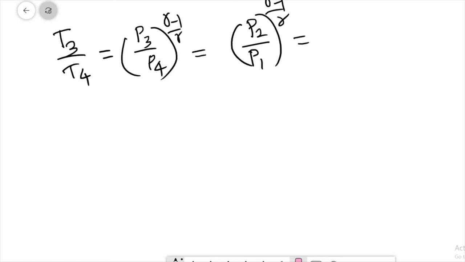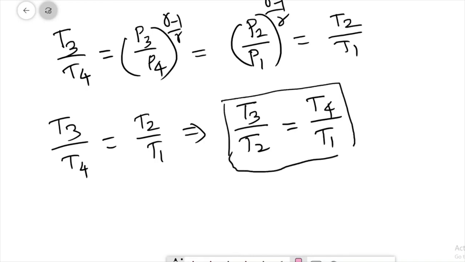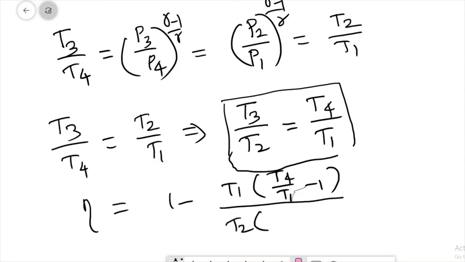And this is also equal to, as we have seen, T2 by T1. So from this we can write T3 by T4 equal to T2 by T1. This can be rearranged, and that is nothing but T3 by T2 equal to T4 by T1. So this relationship we can substitute in the efficiency formula, which says 1 minus T1 into (T4 by T1 minus 1) divided by T2 into (T3 by T2 minus 1). If you substitute this relationship, these two terms will get cancelled out.